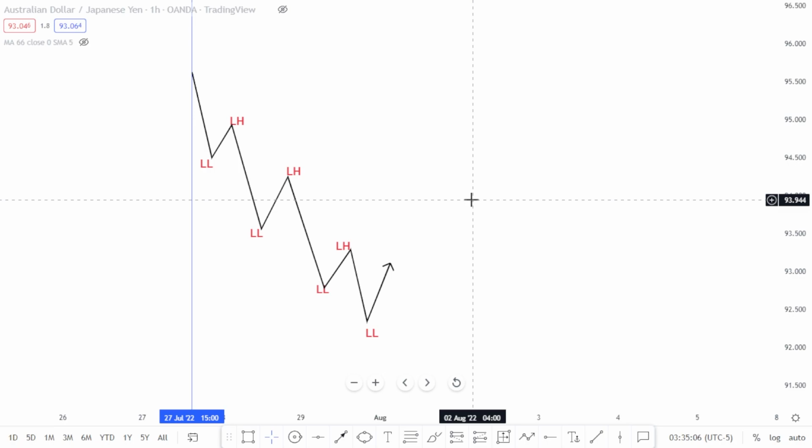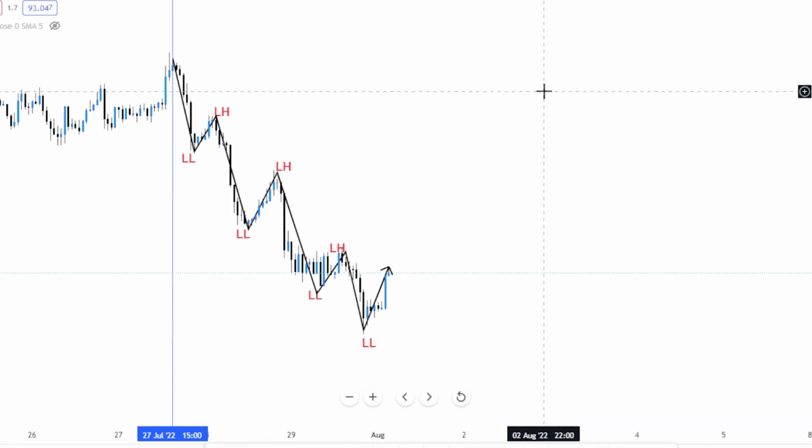You guys should definitely get this, guys. Never been broken down before so easily. And guys, this is what we call a downtrend. So guys, that is basically it for market structure today.